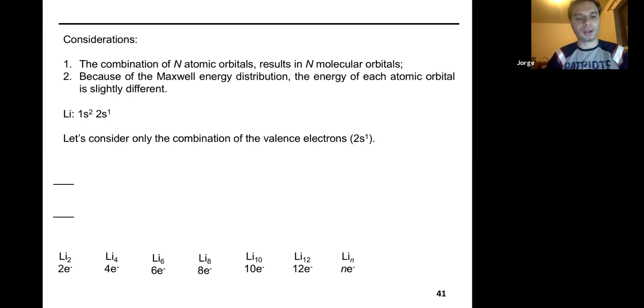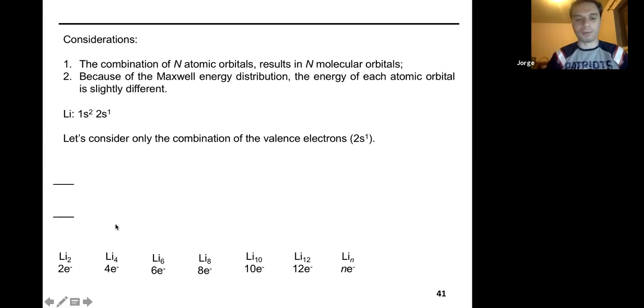So if we combine two atomic orbitals, we must generate two molecular orbitals. And one thing I would like you to understand here is how many molecular orbitals have electrons and how many are empty in the case of the lithium-2 compound. Well, we know that each molecular orbital can hold two electrons. Therefore, we have the low energy molecular orbital completely filled and the top one completely empty, okay? So just one filled and one empty. So let's keep that in mind.